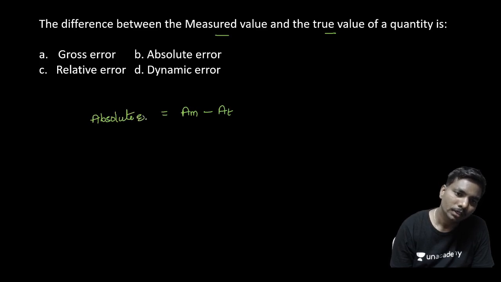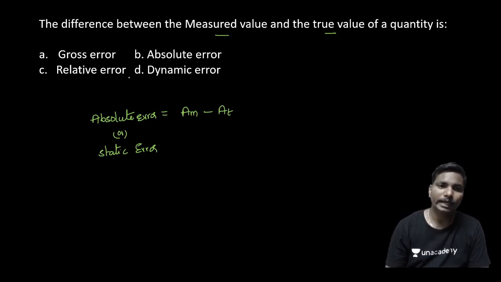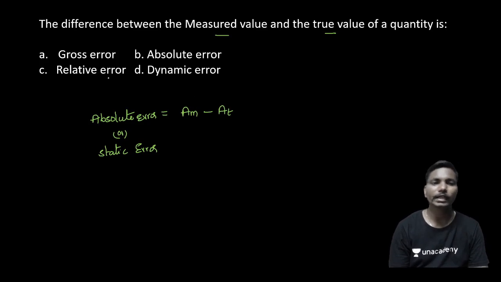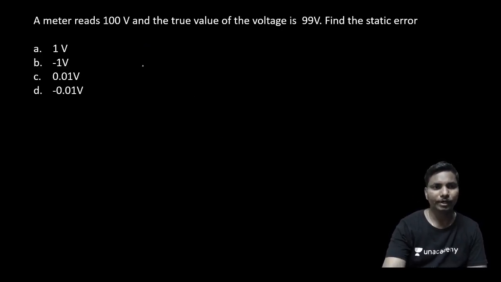And one more important point, it is nothing but static error, guys. Static error or absolute error is nothing but AM minus AT. Okay, AM minus AT, very important one. And relative error means if it is with respect to AT, then that will be relative error. Okay, so the answer is option B, absolute error. Coming to the next question.